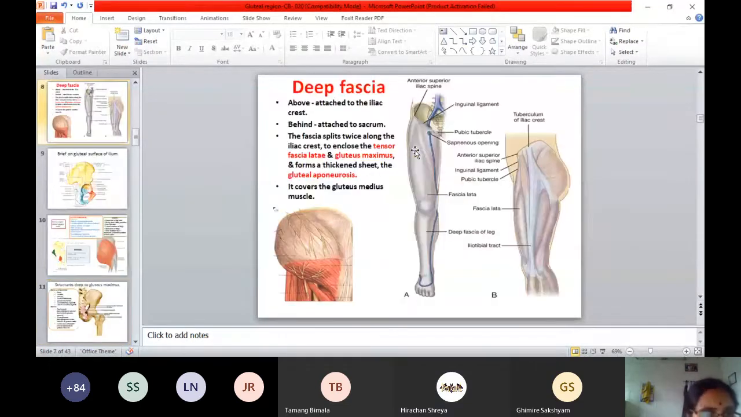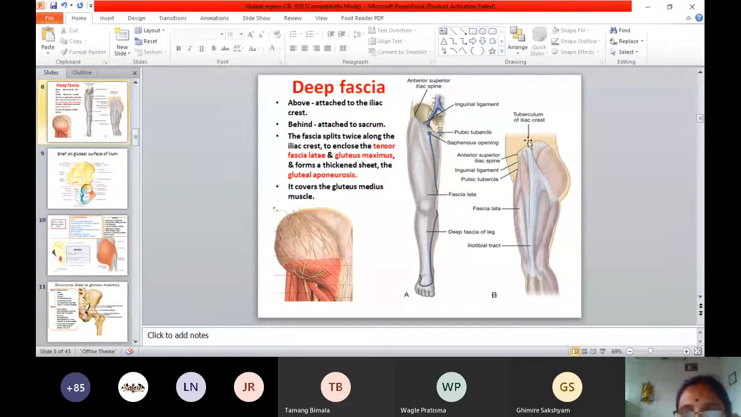Okay. Now, what are the layers we studied? First is skin. Deep to skin, what lies? Fatty layer, superficial fascia. Deep to superficial fascia, what lies? Deep fascia. Now deep fascia of the gluteal region. Can you see this whitish membranous layer? This is deep fascia.